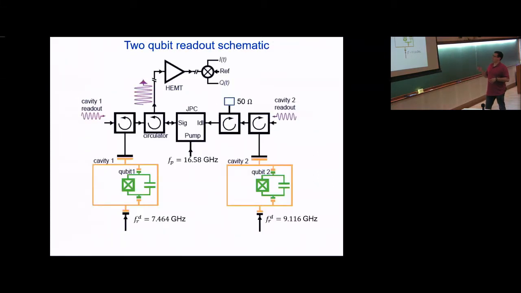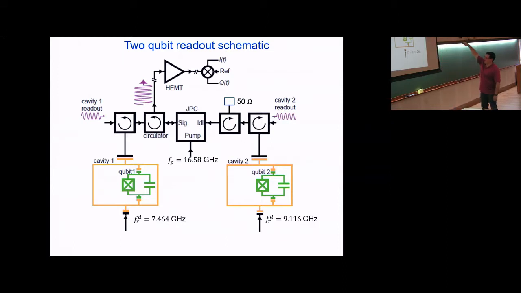Skip that for now. This is what it looks like. Here is a cavity and a qubit, and here is a cavity and a qubit. If I were to erase this right-hand side of the slide, this is exactly the scenario we've been showing you before. We're going to read out this qubit here in reflection. It's going to enter the amplifier, come out, and be digitized.